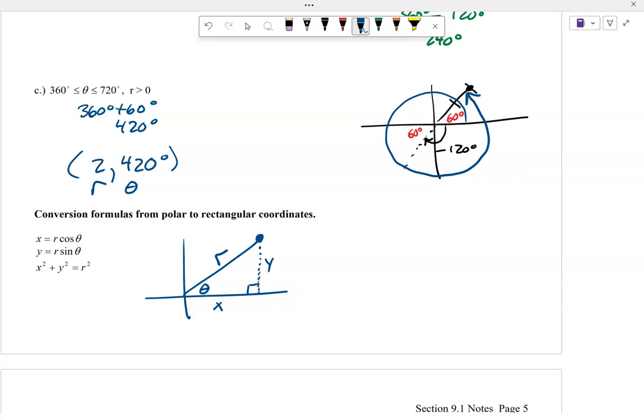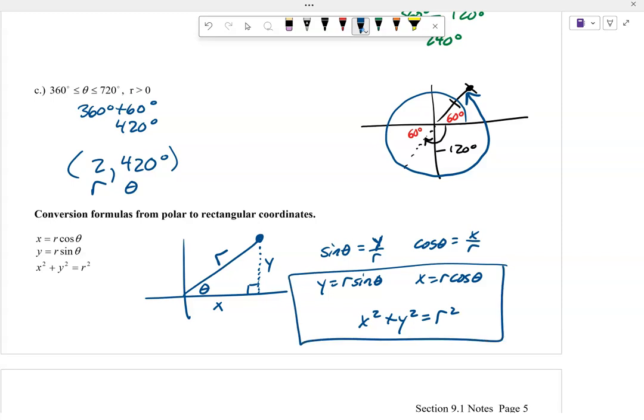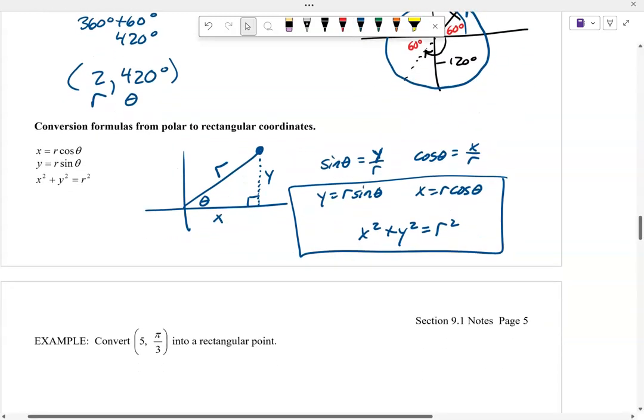All right. If I take the sine of theta, this is right triangle trig. The sine of theta here would be y over r. If I solve for y, y equals r times sine theta, right? If I take the cosine of theta, that'd be the adjacent side over r. And I solve for x equals r cosine theta. And then we know Pythagorean theorem, x squared plus y squared equals r squared. So these three are going to be very useful in converting from polar to rectangular coordinates.